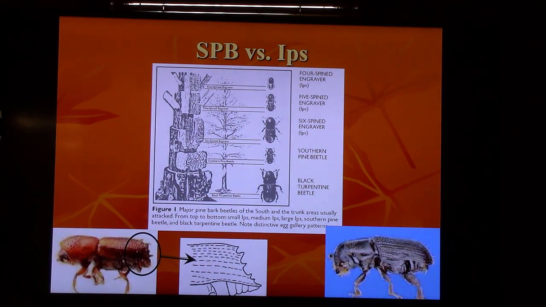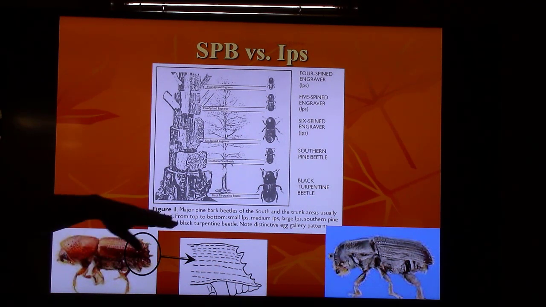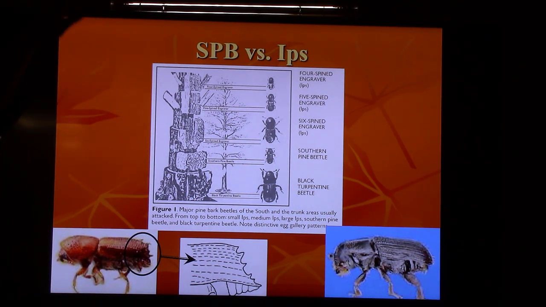And then there's the black turpentine beetle. It normally only attacks the lower 10 feet of the trunk, and unless it's a real heavy infestation, the tree's probably going to be okay. So those aren't really anything to worry about. And those are really the only ones that you could treat because you can reach that. The rest of them are attacking the entire tree all the way to the top.